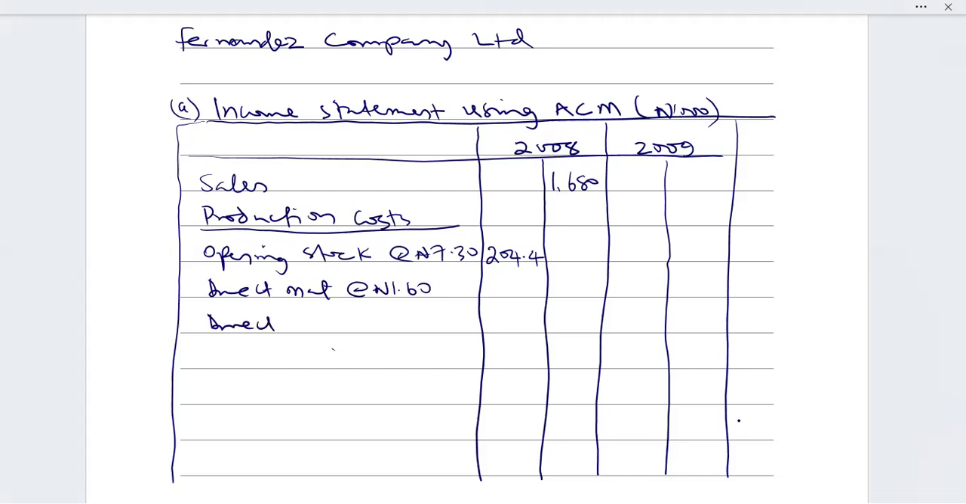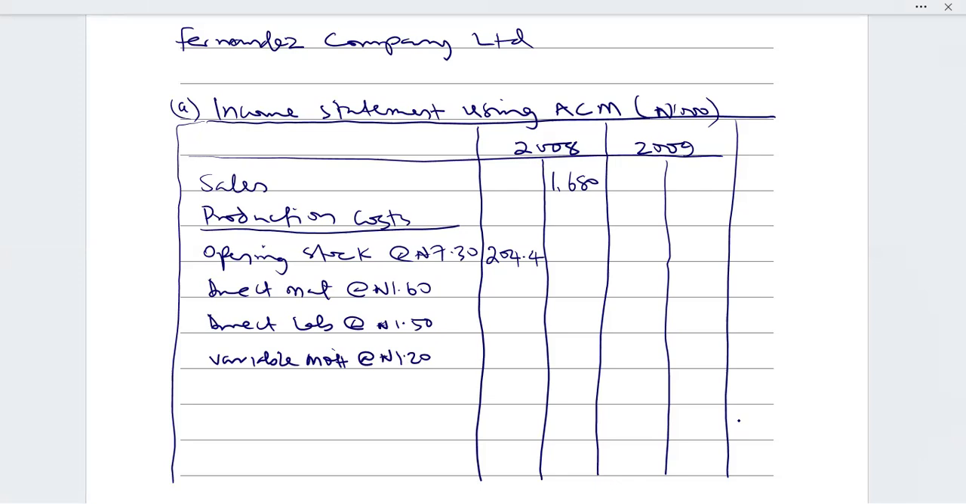Direct labor at 1 naira 50 kobo. Let's check if you have direct expenses. There's no direct expenses, but we have variable manufacturing overhead. Okay, so I would then say variable manufacturing overhead at how much is that? 1 naira 20 kobo. Okay, 1 naira 20 kobo.